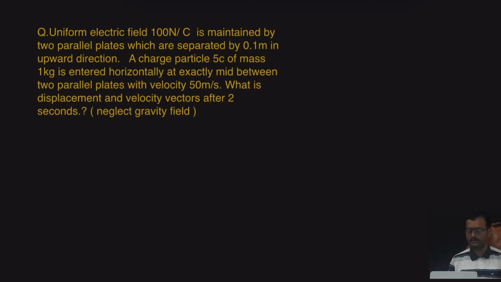A uniform electric field of 100 Newton per coulomb is maintained by two parallel plates which are separated by 0.1 meter, in the upward direction. A charged particle of 5 coulombs with a mass of 1 kg enters horizontally at exactly the middle between the two parallel plates with velocity 50 meter per second. What is the displacement and velocity vectors after 2 seconds? Neglect the gravity field. Here the given electric field is in the upward direction, meaning the bottom plate has a positive charge and the top plate has a negative charge. The distance between the two parallel plates is 0.1 meter.